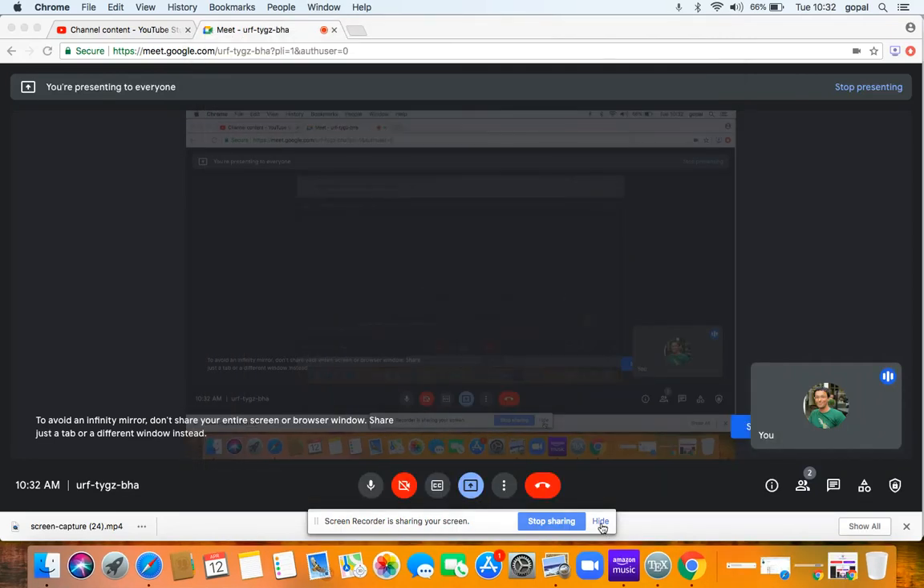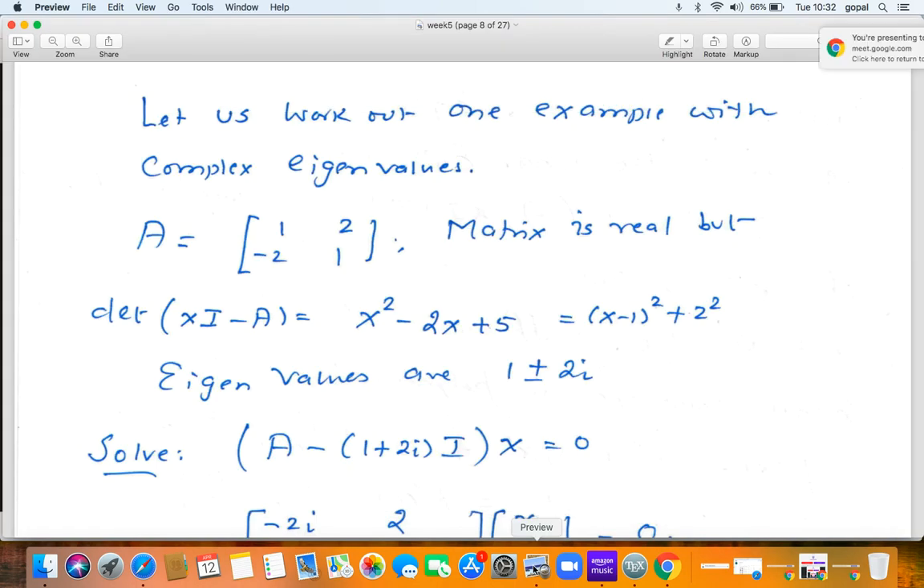So let's continue with the discussion of eigenvalues and eigenvectors. This time, let us begin with an example where there are complex eigenvalues. So let us straight away learn how to deal with complex eigenvalues. Let us take a very simple example of a 2 by 2 matrix: 1, 2, minus 2, 1.